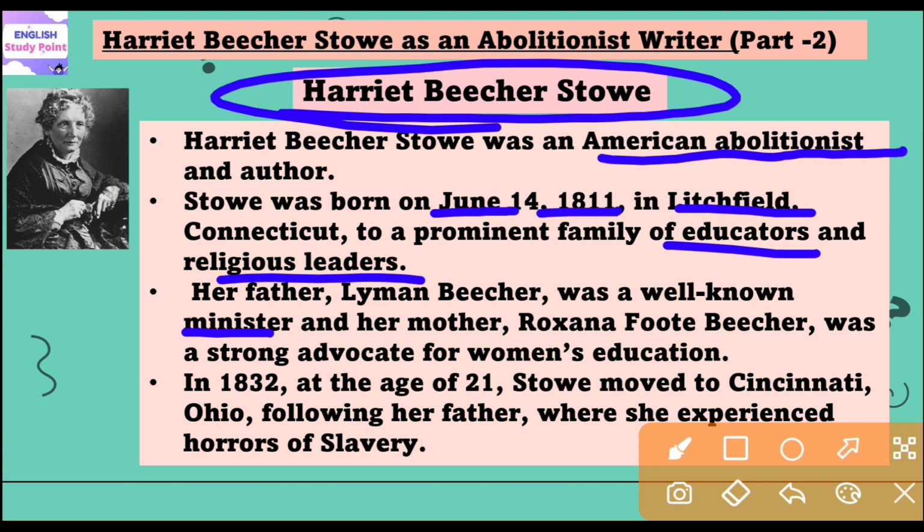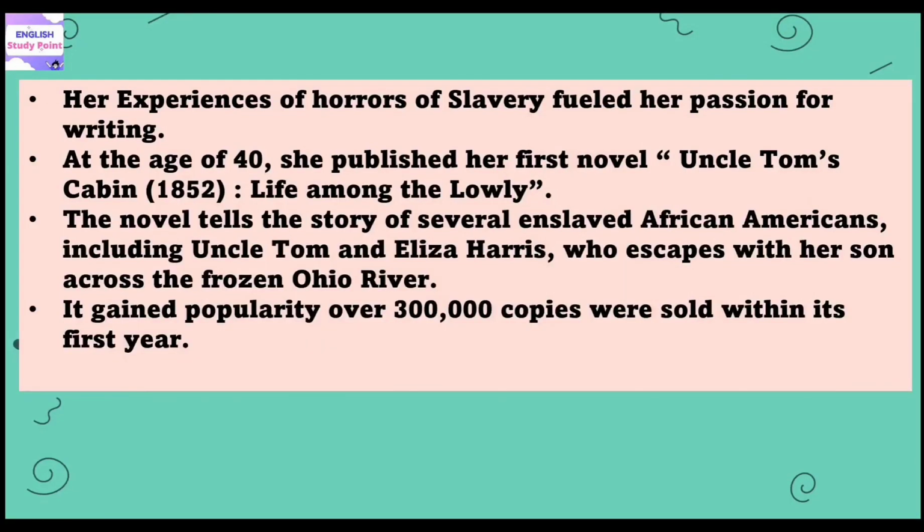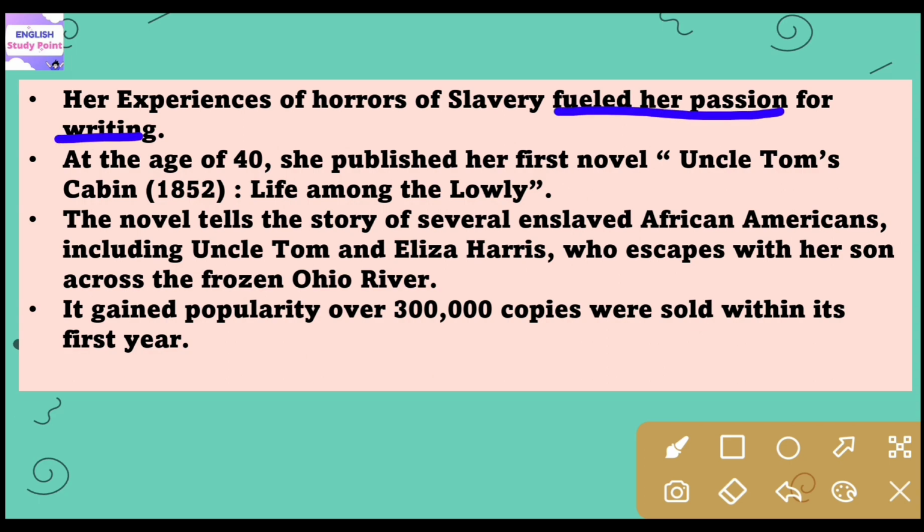In the year 1832, at the age of 21, Stowe moved to Cincinnati. In this place, she witnessed the horrors of slavery firsthand. She saw fugitive slaves seeking freedom across the Ohio River. Her experiences of the horrors of slavery, combined with her strong Christian beliefs, shaped her views on the institution of slavery and fueled her passion for writing.